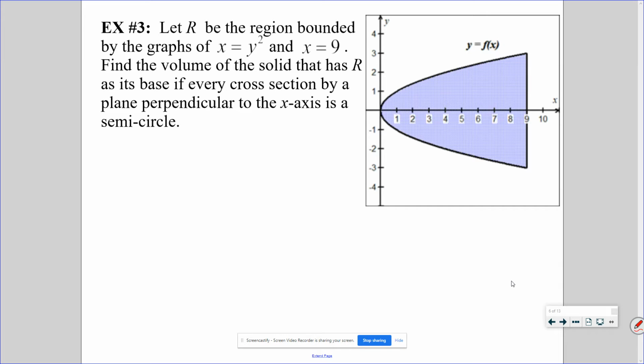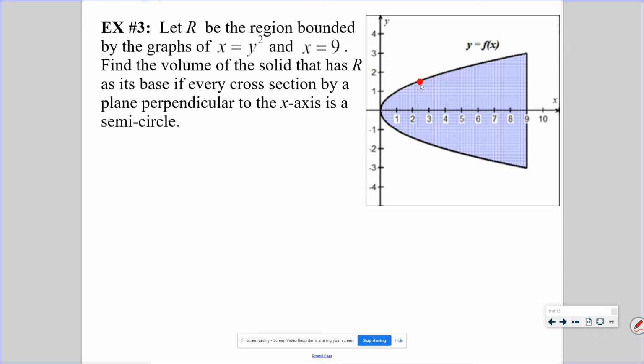Okay, for the next example, this shaded region is what we're going to build our three-dimensional figure off of. The equation for this region is x equals y squared. We are stopping the region at x equals 9. Find the volume of the solid that has R as its base. So the shaded region is the base, and the cross sections are perpendicular to the x-axis.